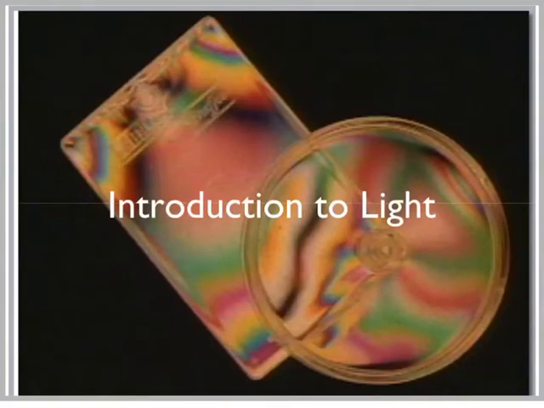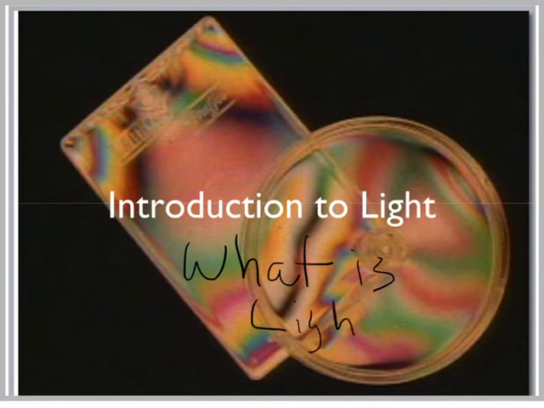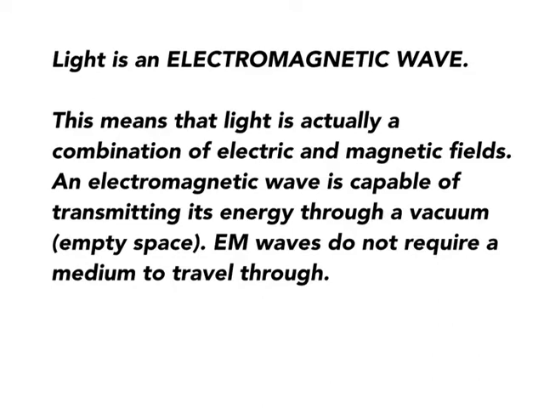We're going to continue our introduction to light by asking the question, what is light? Light is an electromagnetic wave. And what that means is that light is actually a combination of both electric and magnetic fields. An electromagnetic wave is capable of moving through a vacuum. Electromagnetic waves do not require a medium to travel through.